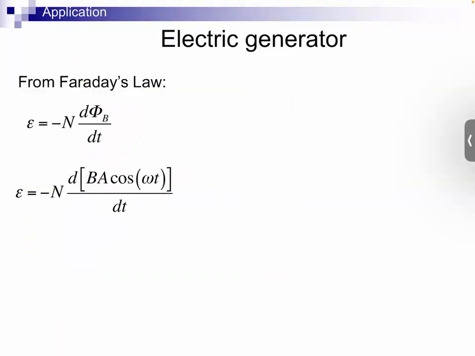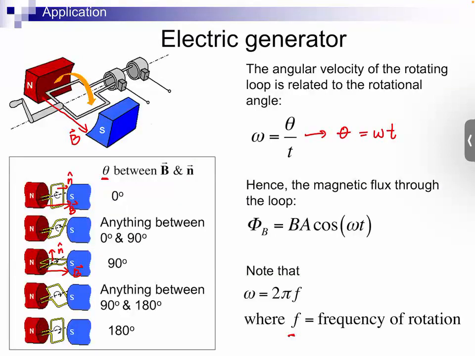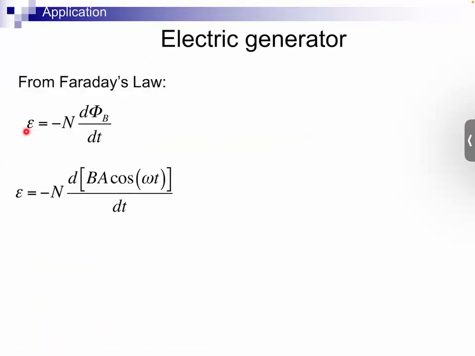So if we look at Faraday's law, because we are changing the magnetic flux through the loop by changing the angle theta, Faraday's law tells us that a voltage is generated in the loop according to this equation here, where flux is now B A cosine omega t, right?